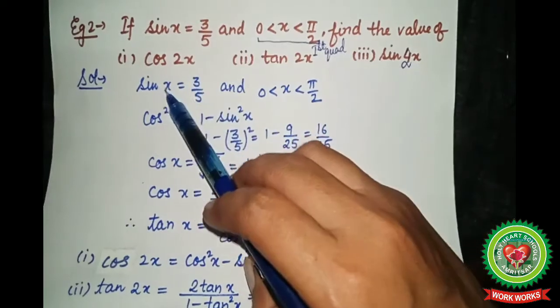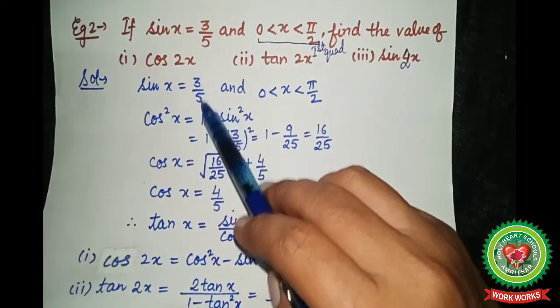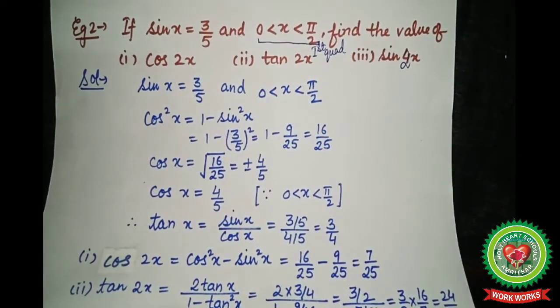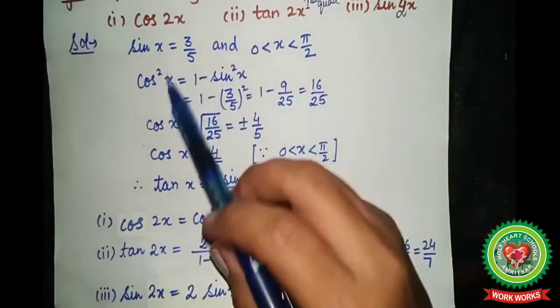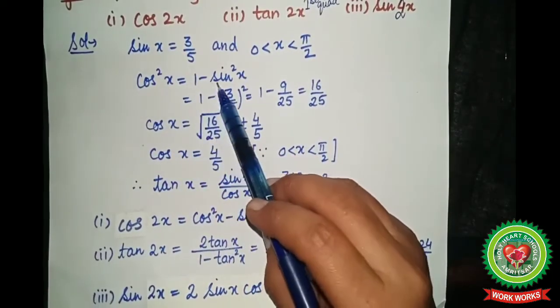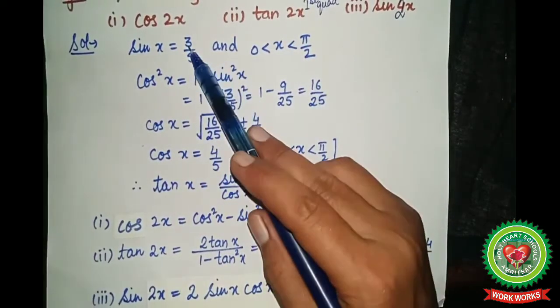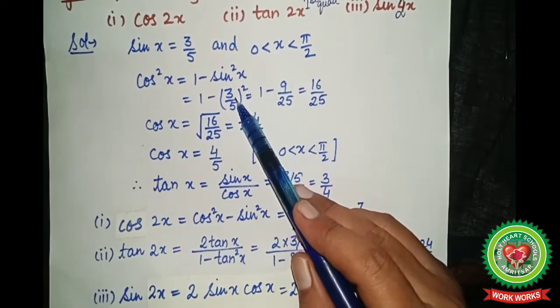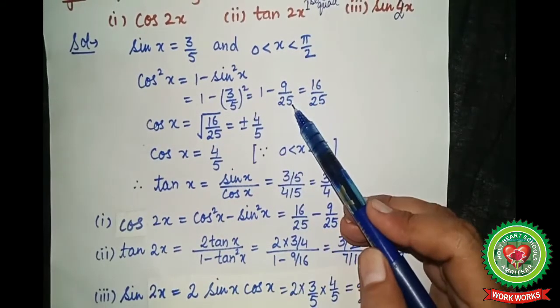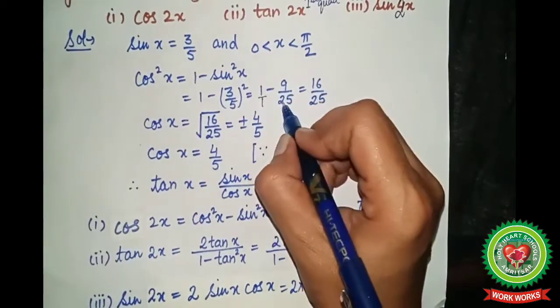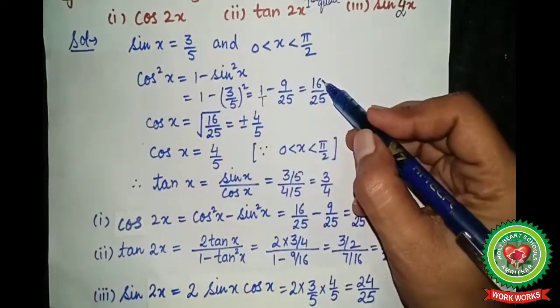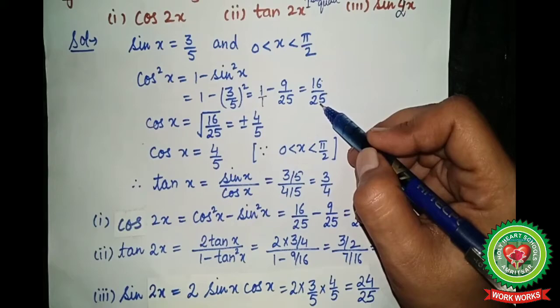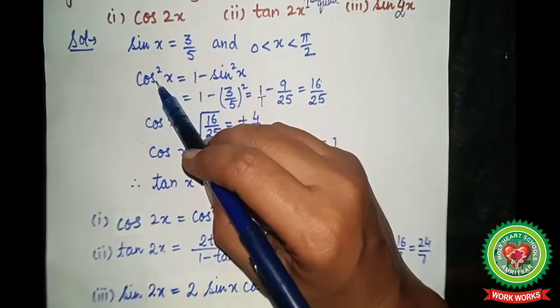Now sin x is given as 3 by 5. From sin we can easily find the value of cos x by using the identity cos square x is equal to 1 minus sin square x. Put the value of sin, 1 minus 3 upon 5 whole square. So it becomes 9 upon 25. On taking LCM we are left with 16 upon 25. Now it is the value of cos square x.